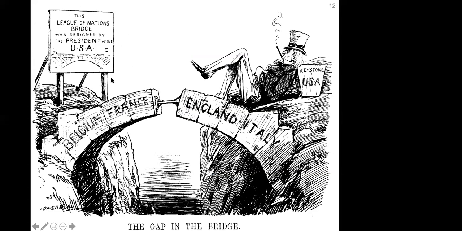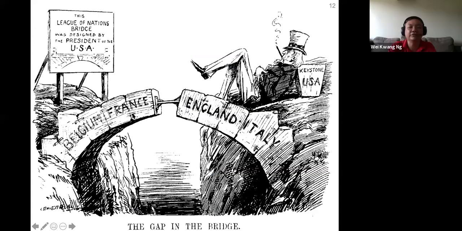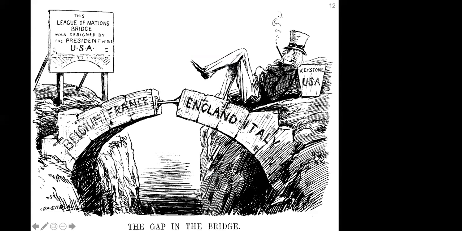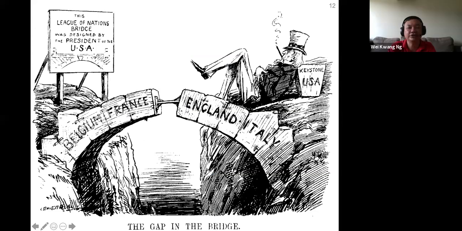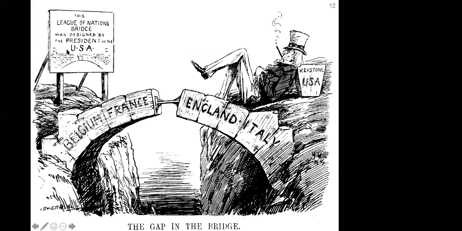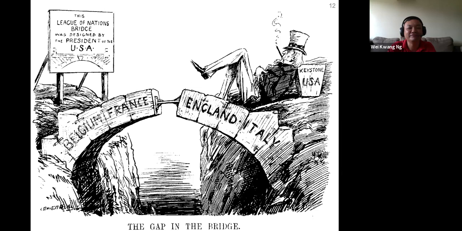What is written over here? The League of Nations. Okay, the League of Nations. So this bridge is actually a representation of what? The members of the LN. Very good. Tell me, who was the one who designed this bridge? USA. Okay, is USA in the bridge? No. USA is on this side of the bridge, hiding here as a keystone.